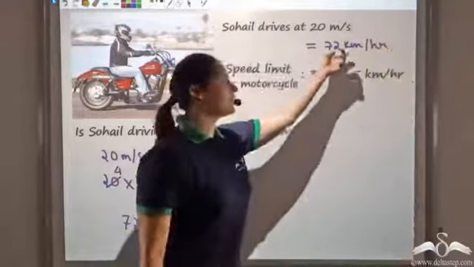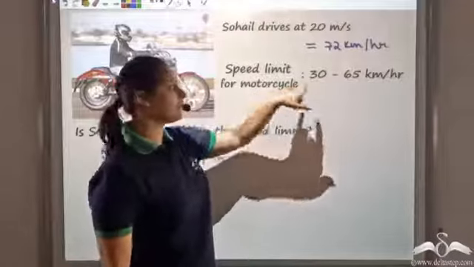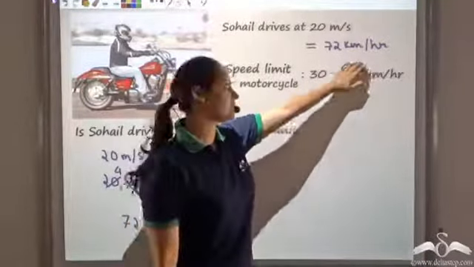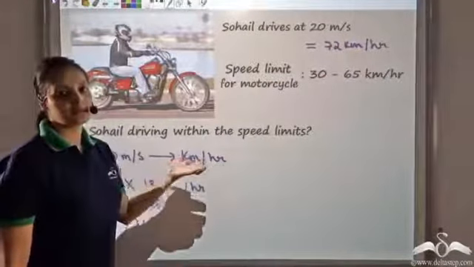Now do you think he is driving within the speed limits? The speed limit tells us that the motorcycle speed limit is between 30 and 65, but he is well above 65. He is traveling at 72 kilometers per hour. That is, he is not within the speed limits.